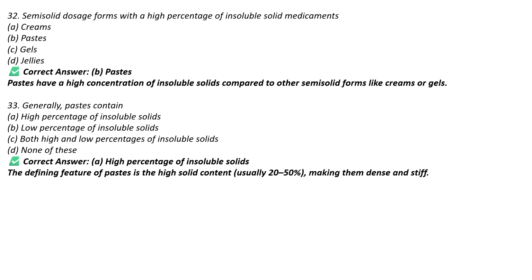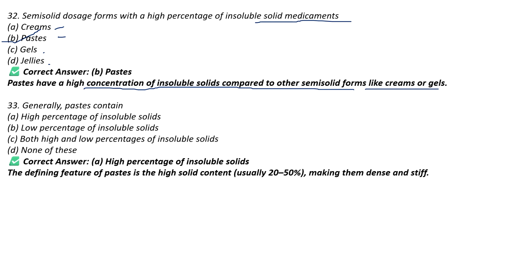So moving on to the next question. Semi-solid dosage forms with a high percentage of insoluble solid medicaments are. So we have to tell out of the given four options, which semi-solid dosage form has a high percentage of insoluble solid medicaments. Options are creams, pastes, gels or jellies. So pastes have a high concentration of insoluble solids compared to the other semi-solid forms like creams or gels. So we can say option B, that is pastes, are considered to be a semi-solid dosage form with a high percentage of insoluble solid medicaments. Moving on to the next question.